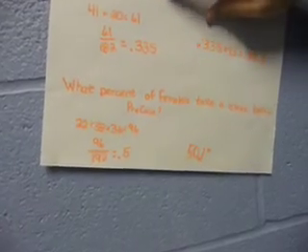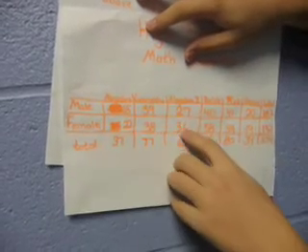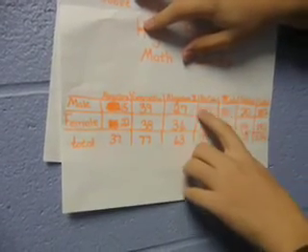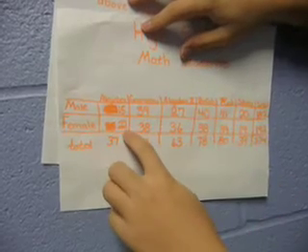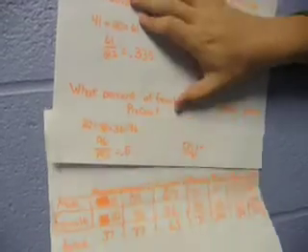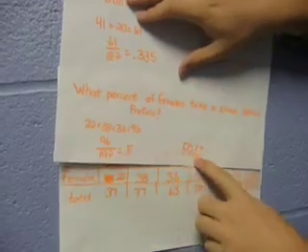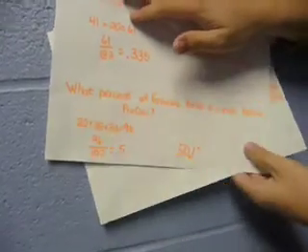And next question, what percent of females are taking a class below pre-calc? So see the chart below, the female students taking courses below pre-calc, 22 plus 38 plus 36, and divided by total female students, get 50.1%.